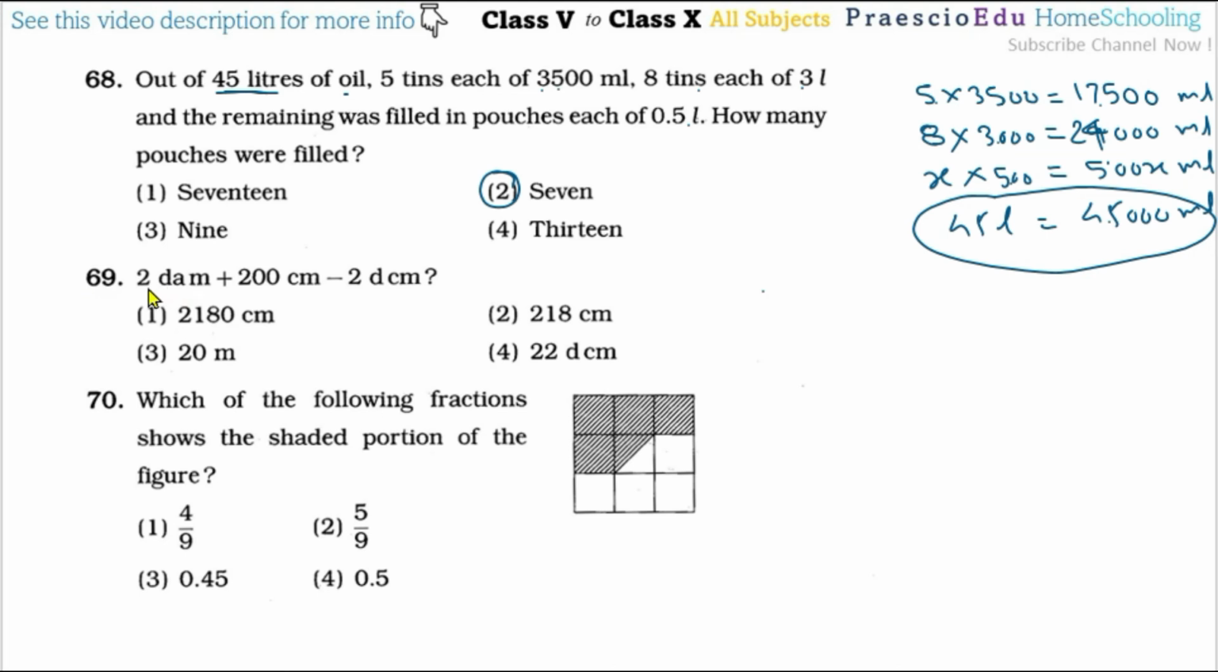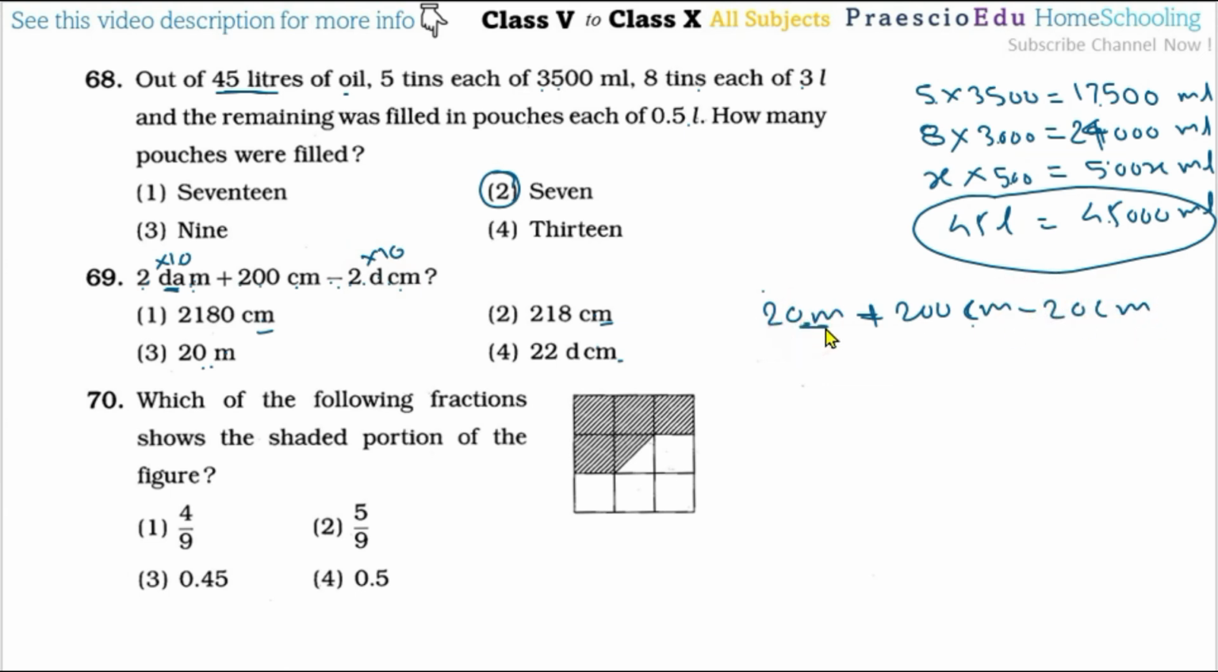Then question number 69: 2 decameter plus 200 centimeter minus 2 decacentimeter equals how much? Now decameter means a multiple of 10, so that is 20 meter. So 20 meter plus 200 centimeter. Since all the answers are in centimeter and one term is in meters, we will convert everything into centimeter and keep 200 centimeter as it is. Then minus 2 decacentimeter is also a multiple of 10, so that is minus 20 centimeter.